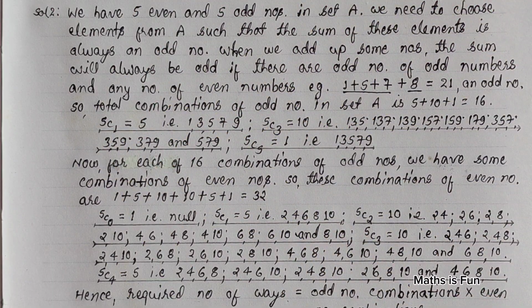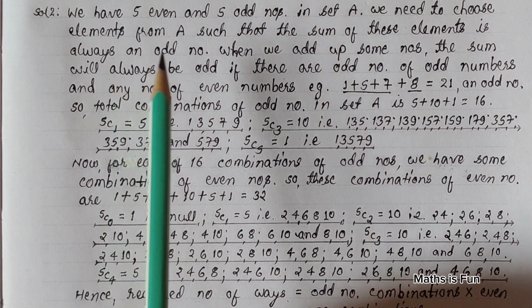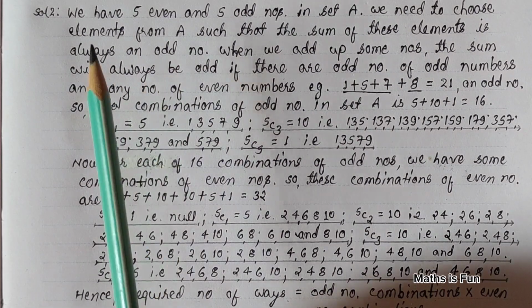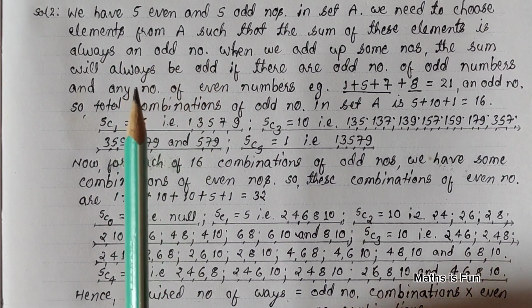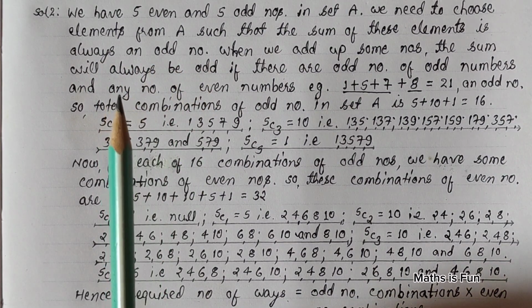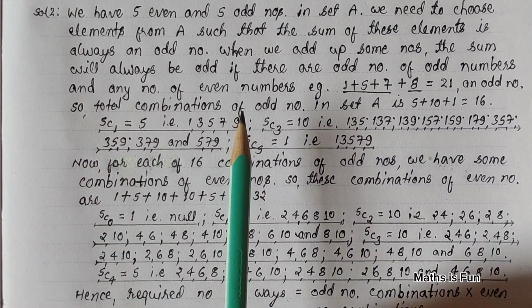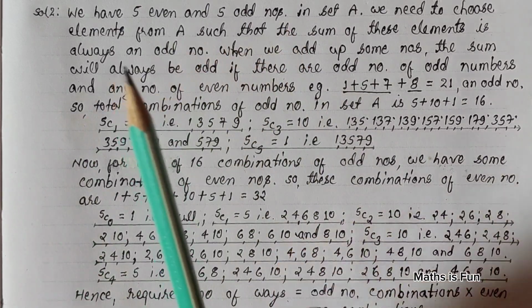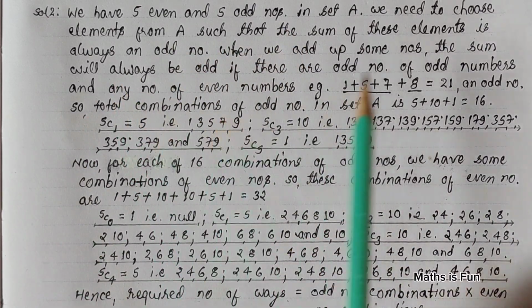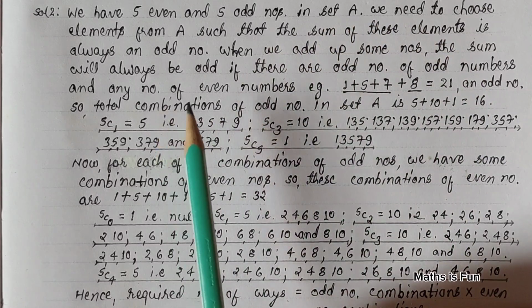We are into solution 2 now, but this will be lengthier than solution number 1, but it is very interesting, so please try to understand. We have seen that our set A has 5 even and 5 odd numbers, and we need to choose elements from A such that the sum of these elements is always an odd number. Whenever we add up any numbers, the sum will always be odd if there are odd number of odd numbers and there are any number of even numbers.